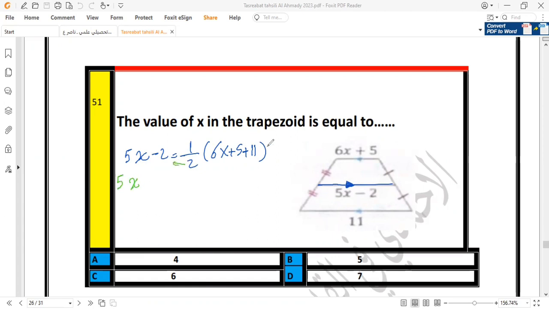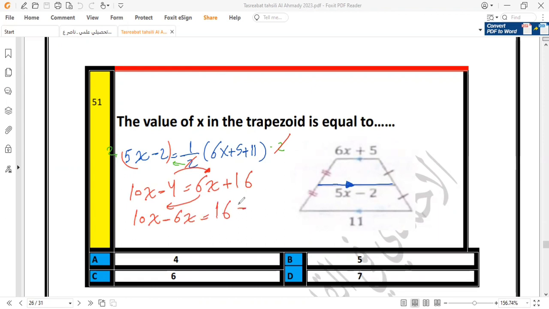We can multiply both sides by 2. 2 multiplied by 5x is going to be 10x. 2 multiplied by 2 is 4. And here the 2 cancels. It's going to be 6x plus 5 plus 11, which is 16. Combine like terms: 10x minus 6x equals 16 plus 4. So it's going to be 4x equals 20. Divide both sides by 4. So x equals 5.